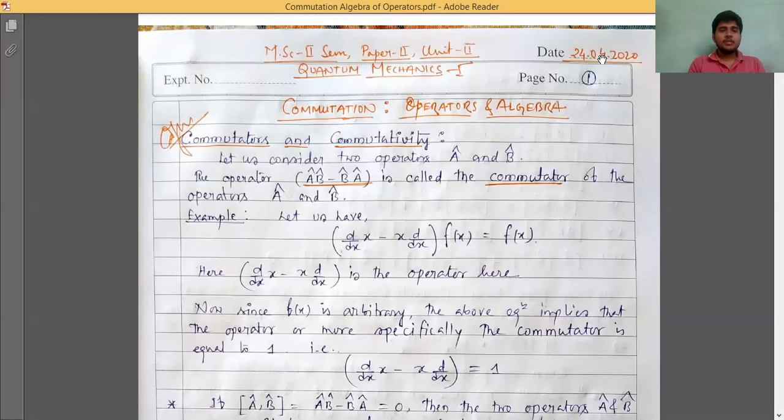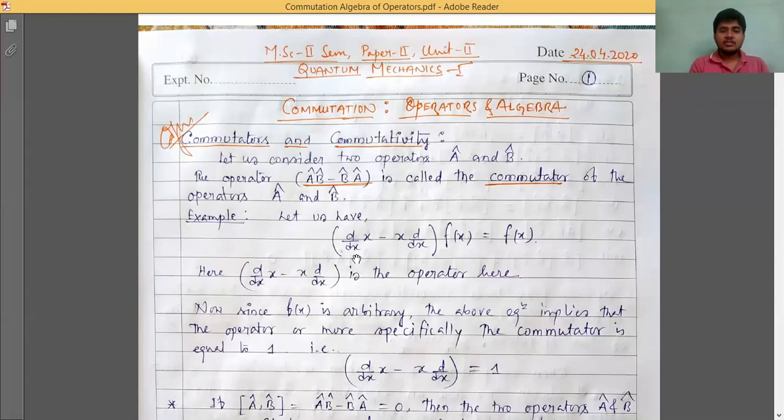So coming back to our main discussion, that is the commutators and commutativity. Consider two operators. Here we have considered the operators A cap and B cap. The cap symbol is used to represent an operator. The quantity AB minus BA is called the commutator of the operators A and B. So let us consider an example at first to understand this quantity. What does the quantity do actually?